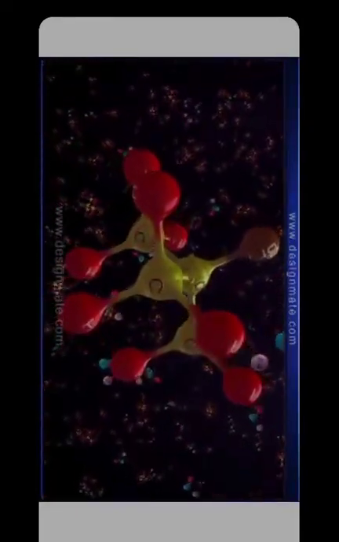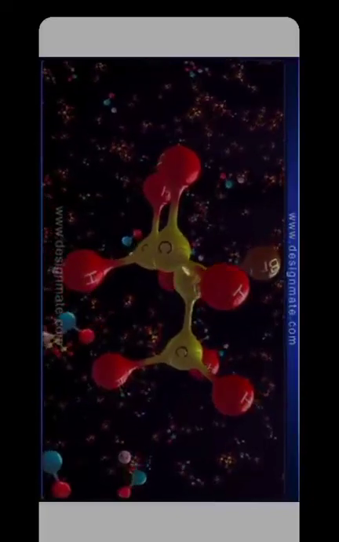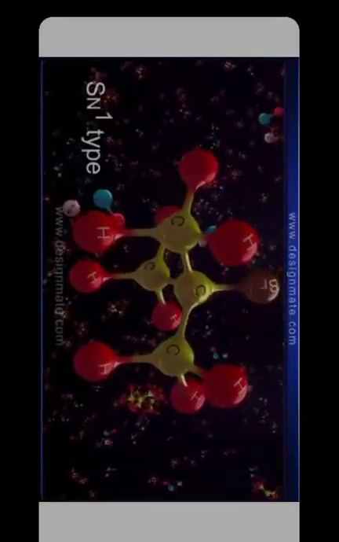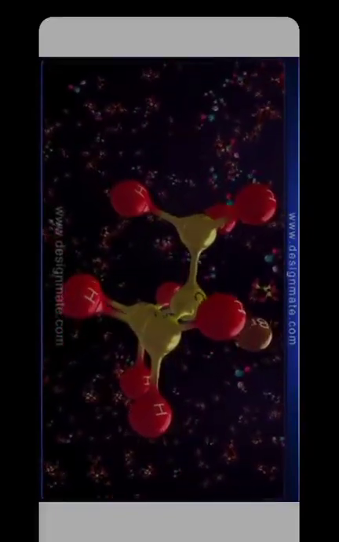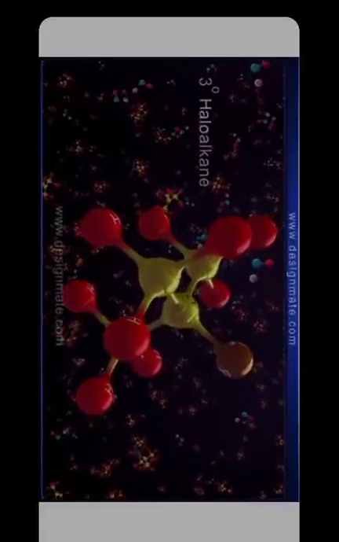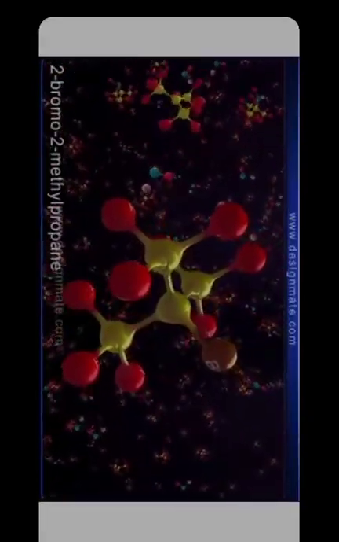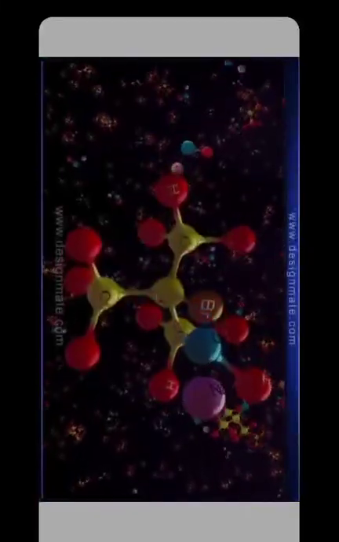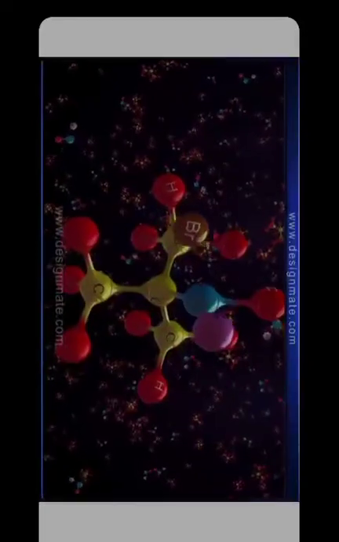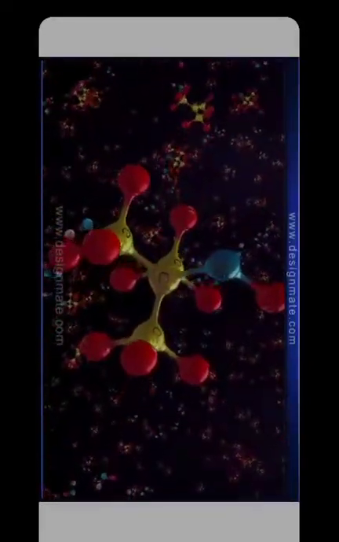Let's study the second type of nucleophilic substitution reaction, that is the SN1 type of reaction. To understand the mechanism of this reaction, consider the reaction between a tertiary haloalkane like 2-bromo-2-methylpropane and an alkali like sodium hydroxide. The haloalkane gets hydrolyzed to form tertiary butyl alcohol and a bromide ion.